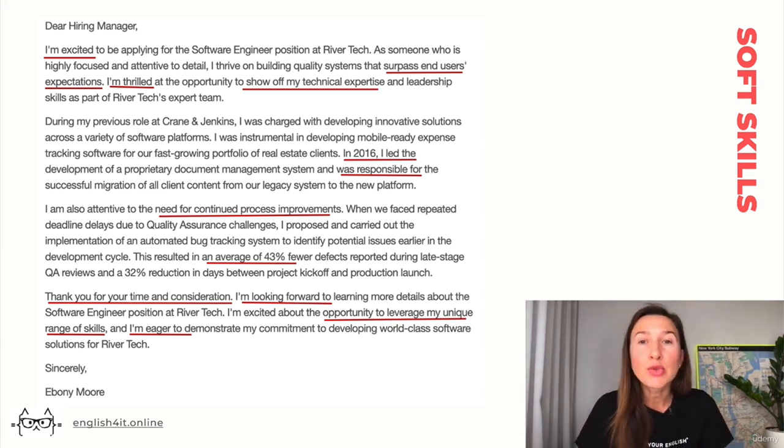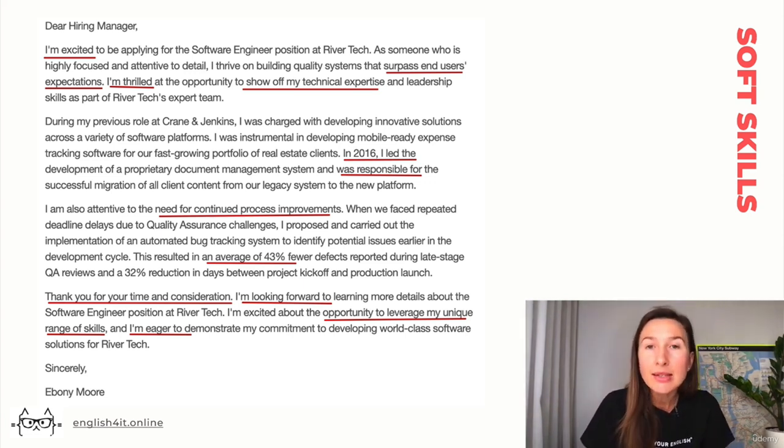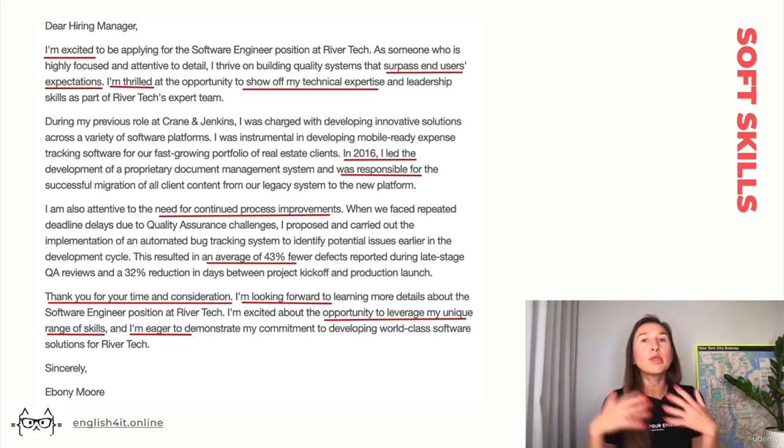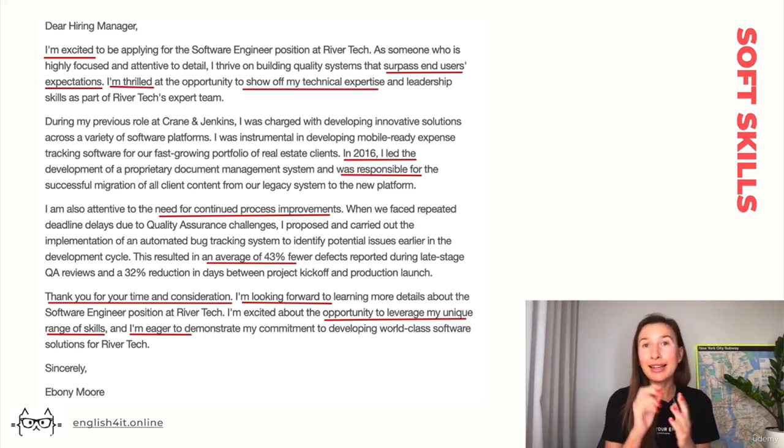Also, you can say, I was responsible for the successful migration of all client content from our legacy system to the new platform. I was responsible for. And like I said, I am underlining useful expressions that you can use when writing your cover letter.